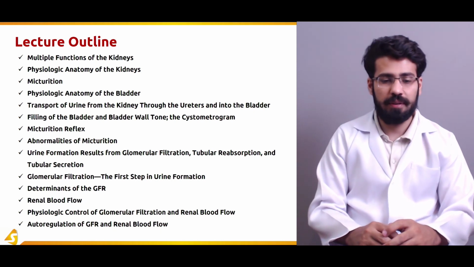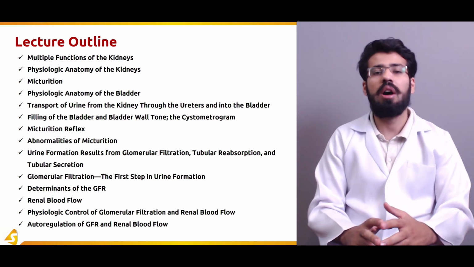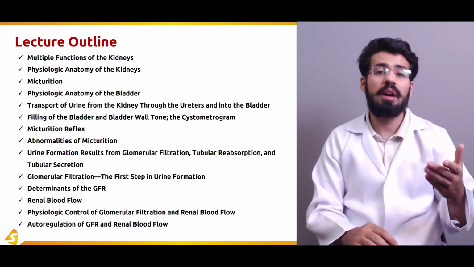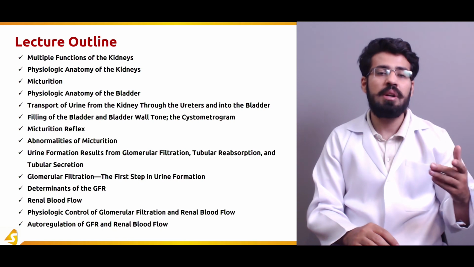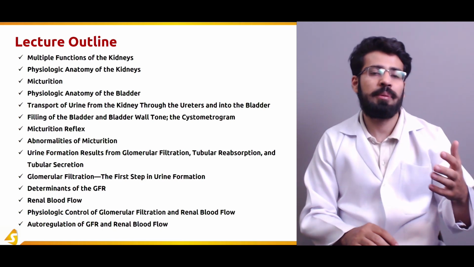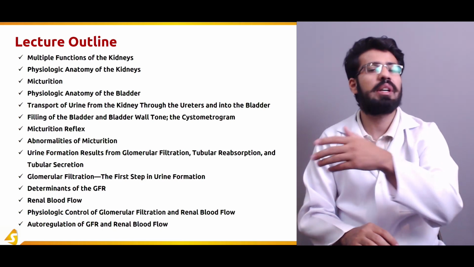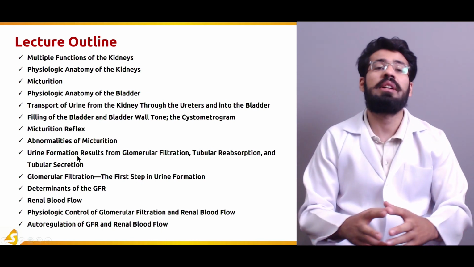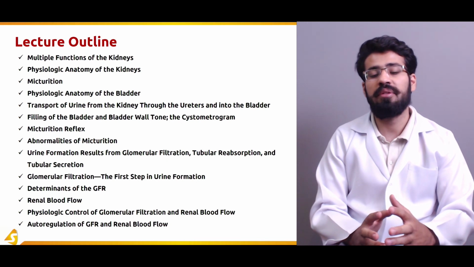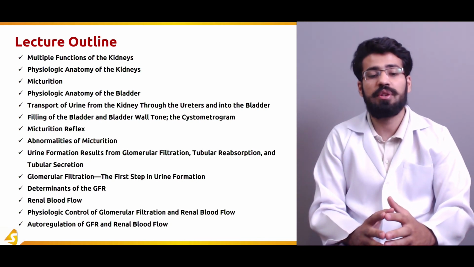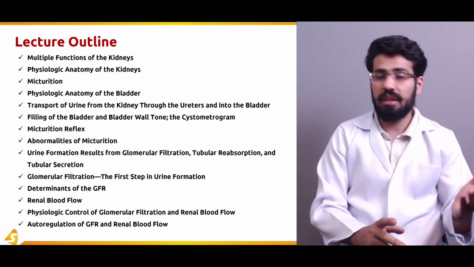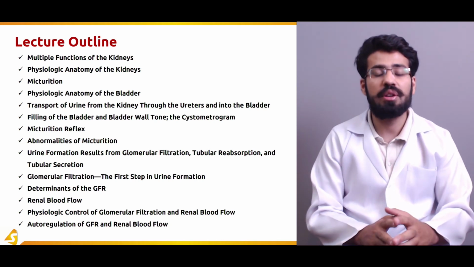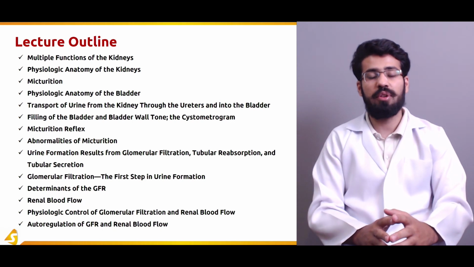glomerular filtration rate. We discussed the renal blood flow, how it flows from the renal artery into the interlobar arteries, from interlobar arteries into various different capillaries reaching the afferent and efferent arterioles. Finally, we discussed how the control of the glomerular filtration and the renal blood flow occurs physiologically, and we have discussed various vasodilators and vasoconstrictors. We have discussed the autoregulation of the GFR and the renal blood flow.